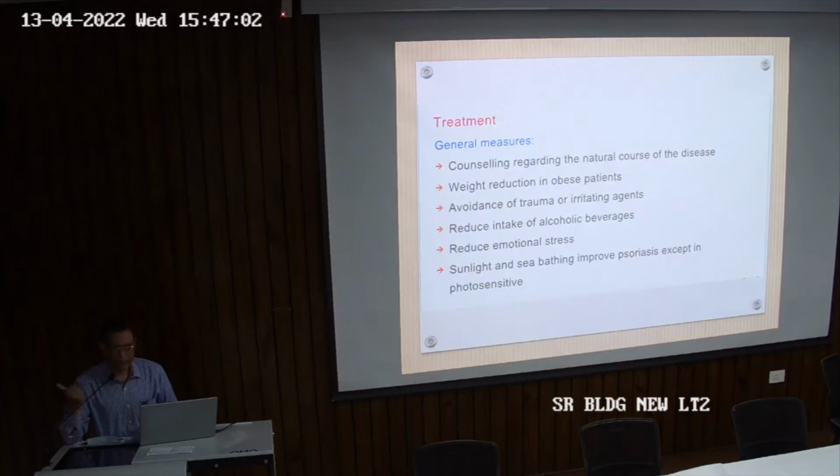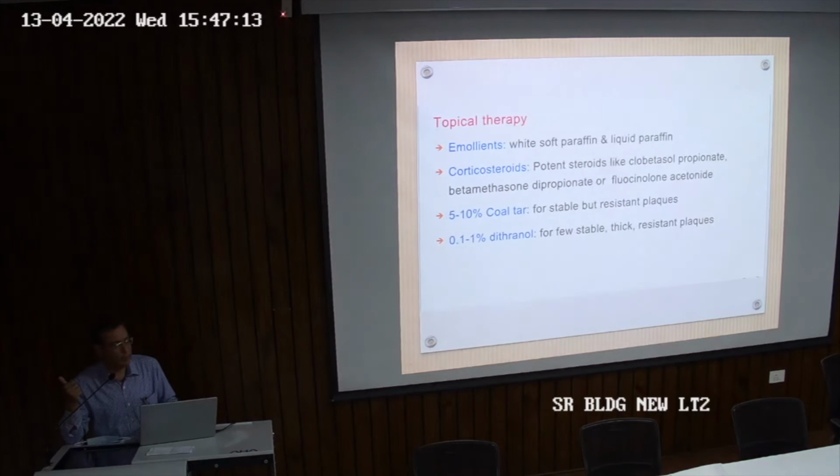Avoidance of trauma, as we already saw, Koebnerization, all the conditions where Koebnerization causes propagation of lesion, avoidance of trauma is very important. Emollients, corticosteroids again, so potent steroids can be used locally, topically, not systemically. Steroid तो use करेंगे हम इसमें भी, but then systemic will not give.